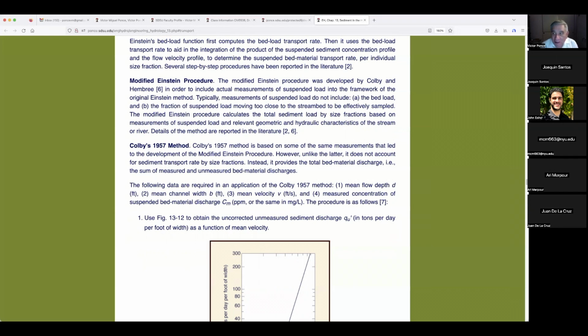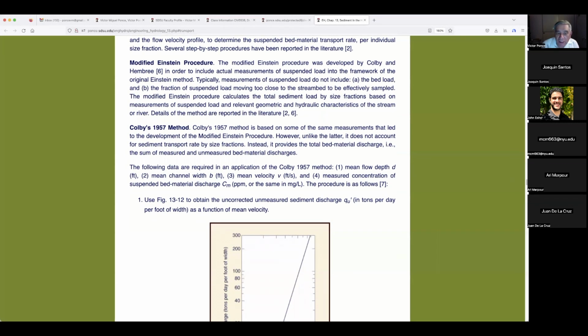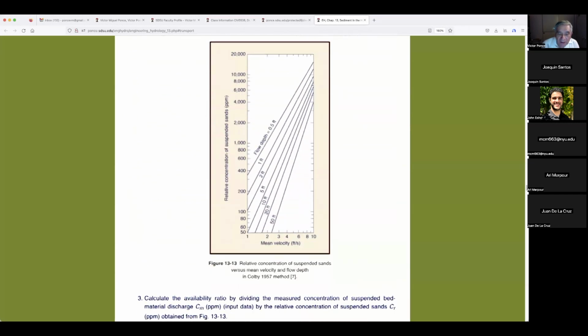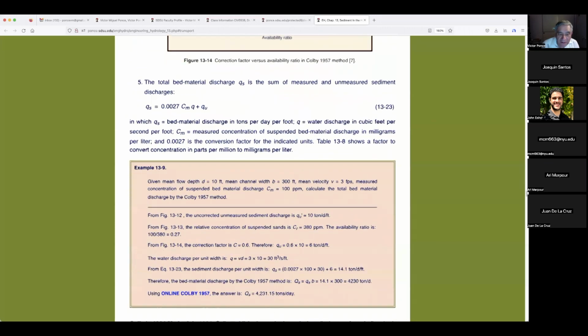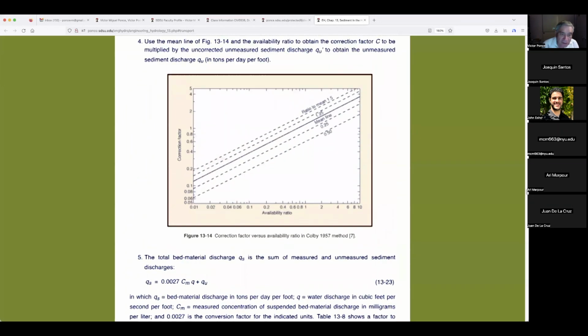Because the presence or absence of measurements limits the applicability of the method. If you don't have any measurements, you cannot apply the method. But long story made short, Colby developed the 1957 method, which is based on measurements. And then seven years later, he developed this Colby 64 method, which is entirely based on hydraulics. So first, let's take a look at the Colby 1957 method.